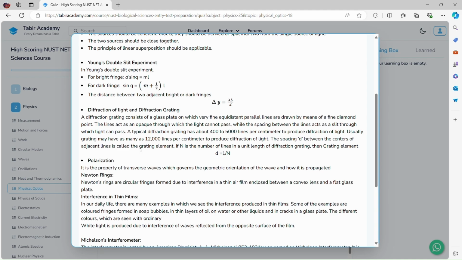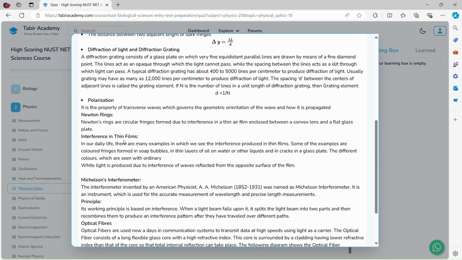Polarization. It's the property of transverse waves which governs the geometric orientation of the wave and how it's propagated. Newton's rings. Newton's rings are circular fringes formed due to interference in a thin air film enclosed between a convex lens and a flat glass plate.